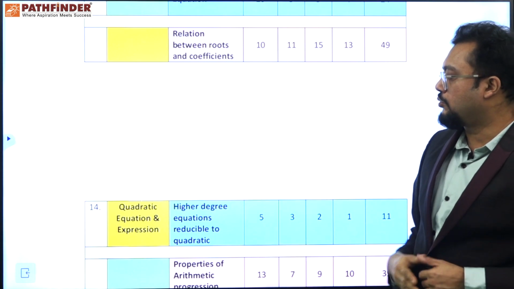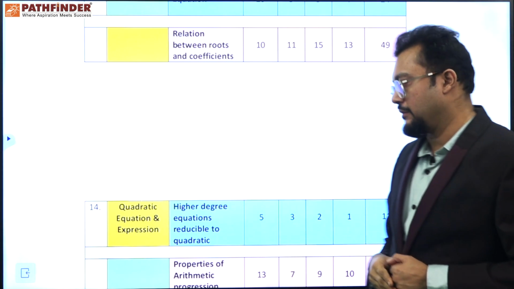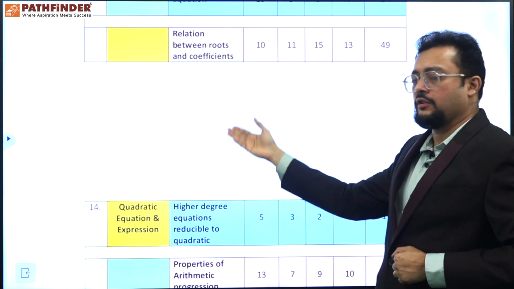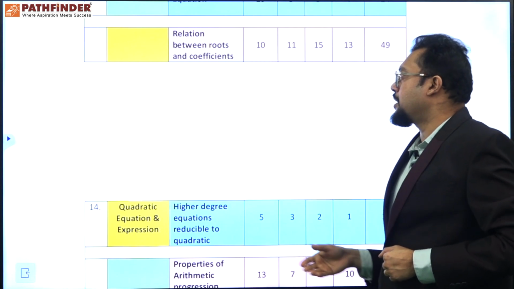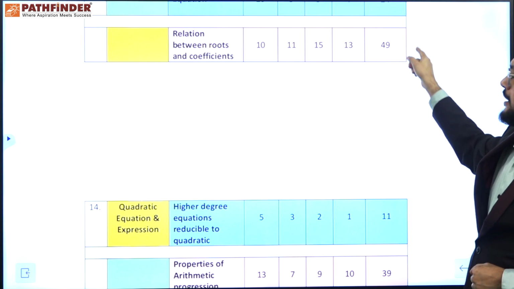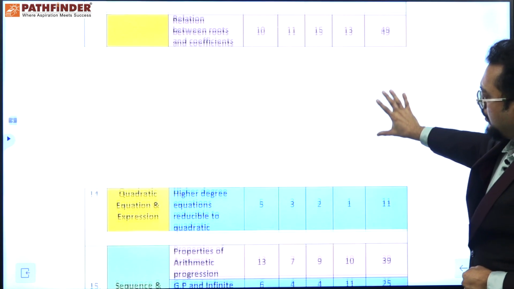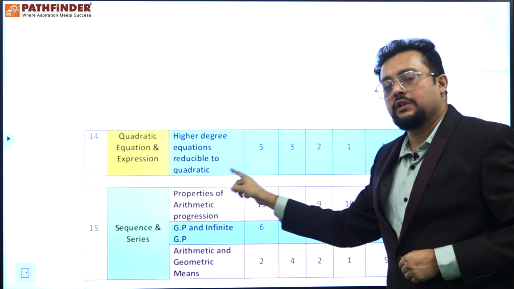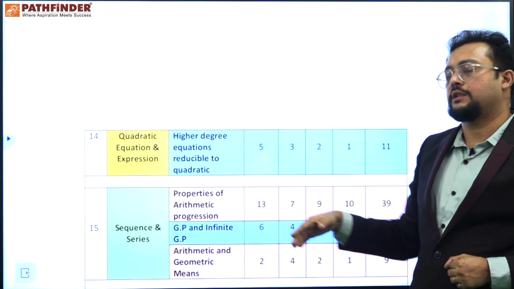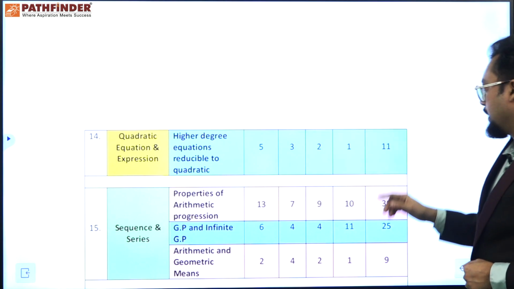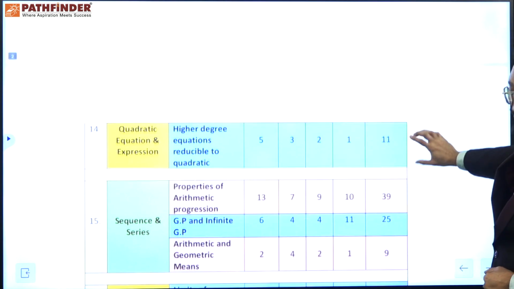Next, we will go into quadratic equation and expression, one of the leading chapters of class 11th. Relation between roots and coefficients, from there the most questions come, it's 49 in number, and then these are actually polynomial equations which can be converted to quadratic equations. So higher degree equations reducible to quadratic, they are 11 in number.